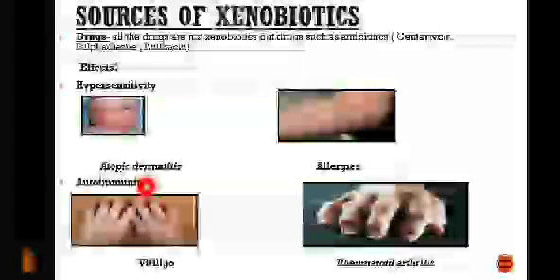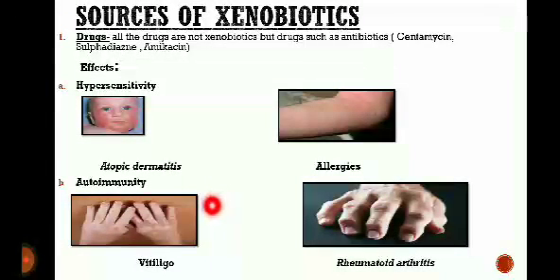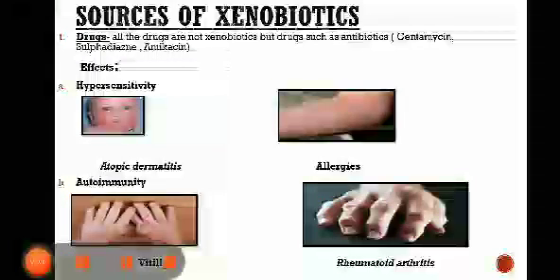Now, the second effect of drugs is autoimmunity. Autoimmunity is an abnormal immune response of an organism against its own cells and tissue. And here are some examples of the drugs which cause autoimmunity, and they can cause vitiligo and rheumatoid arthritis.